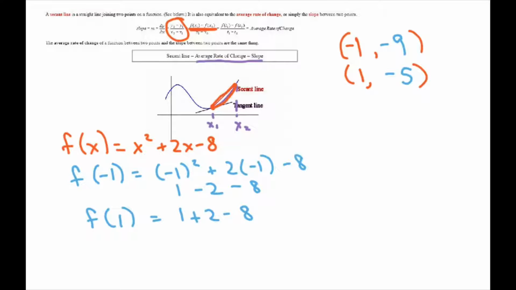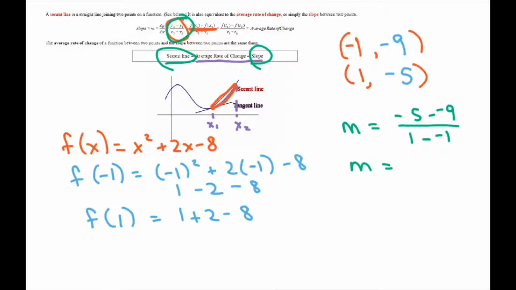Now that we have that, we're going to just use our slope formula here and find the slope of the secant line. So that's going to be -5 minus -9 divided by 1 minus -1. So this equals -5 plus 9, which is 4, and the denominator is 1 plus 1, which is 2, so the slope is 2.